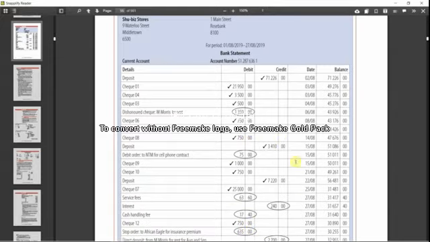So now we also know what to do with the circled amounts.